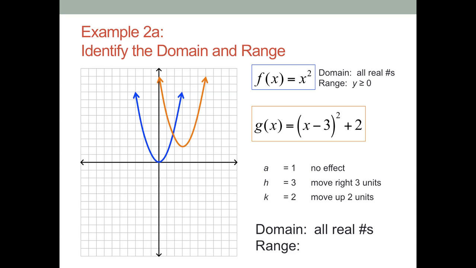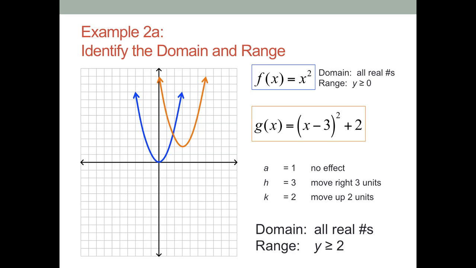The fact that I've moved my original parabola, which had a vertex at 0, 0, up 2 units means that my lowest y value now is a 2 instead of a 0. And so my range now is that y is greater than or equal to 2, because the parabola goes up from that y value of 2. So because I have a restricted range in my parent, the k value is going to affect my range, and my range is now going to be y is greater than or equal to that k value, which was 2.